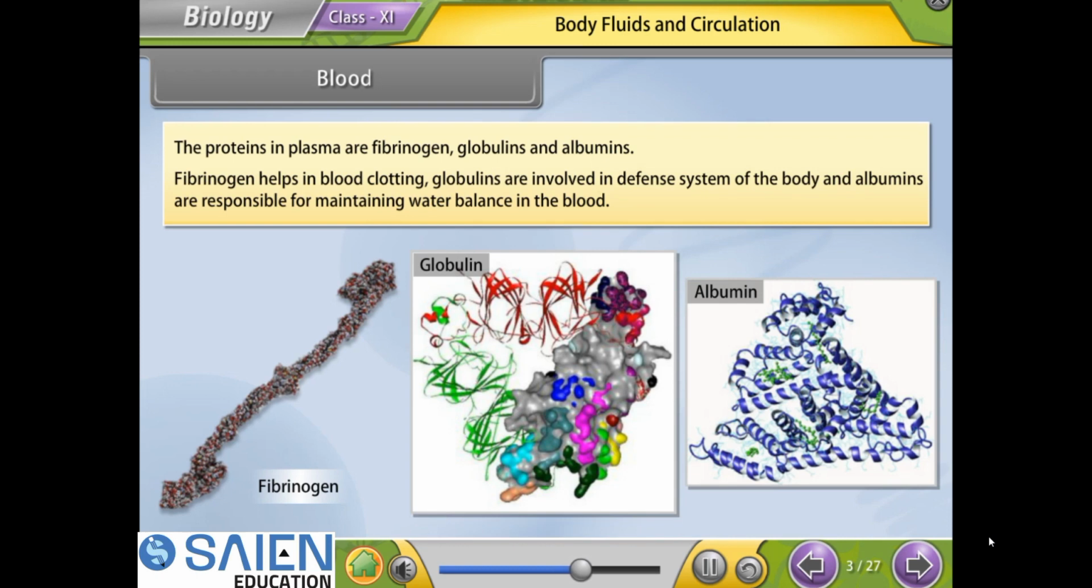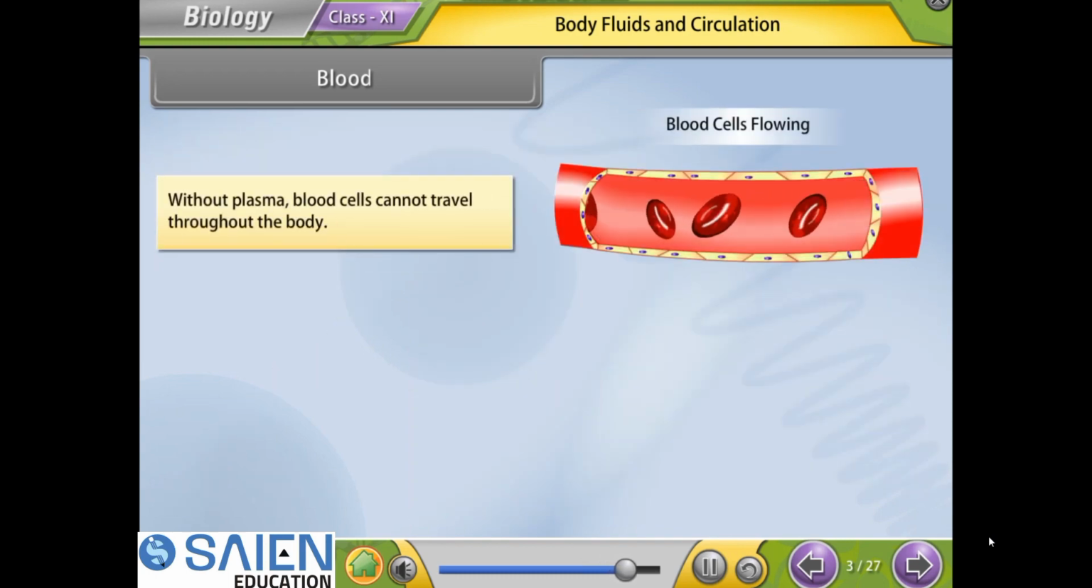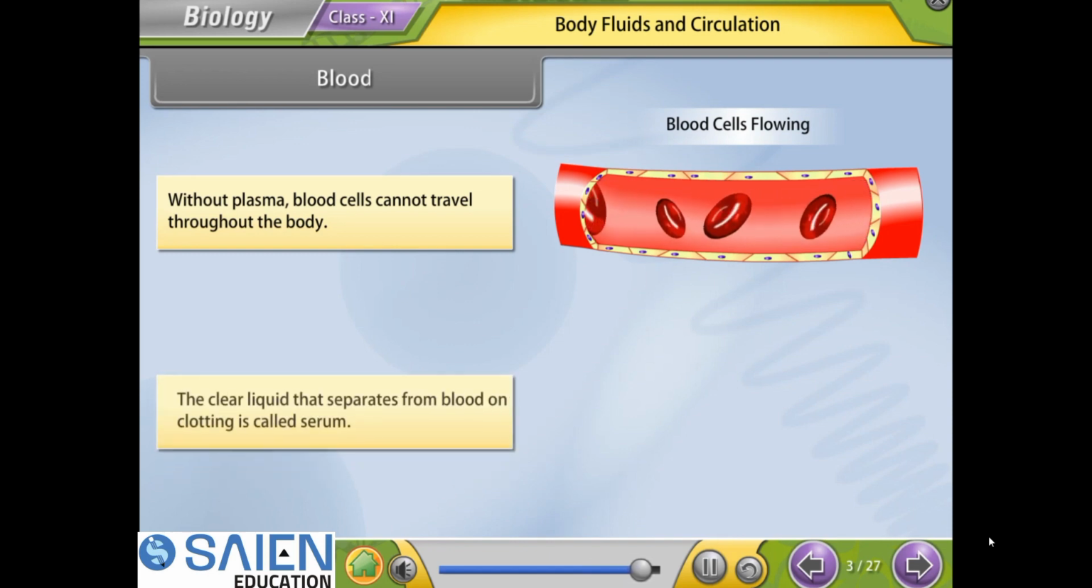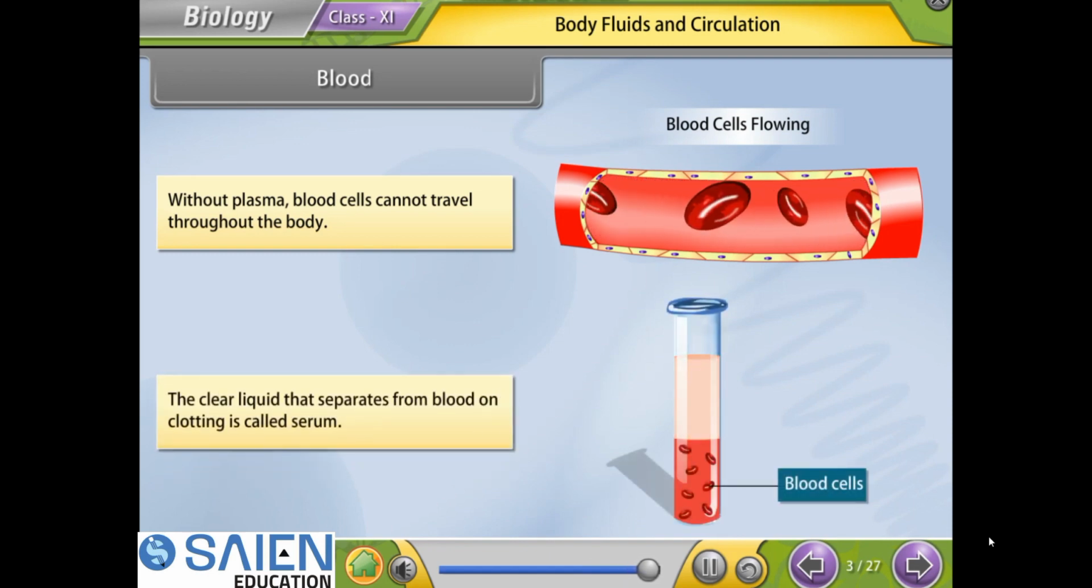Fibrinogen helps in blood clotting. Globulins are involved in the defense system of the body, and albumins are responsible for maintaining water balance in the blood. Without plasma, blood cells cannot travel throughout the body. The clear liquid that separates from blood on clotting is called serum.